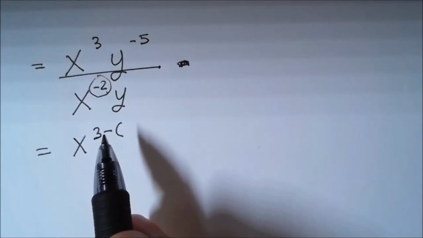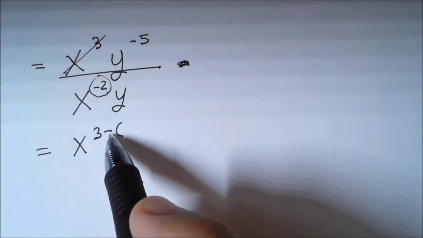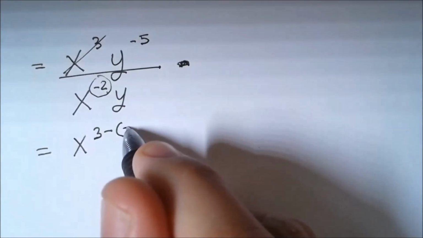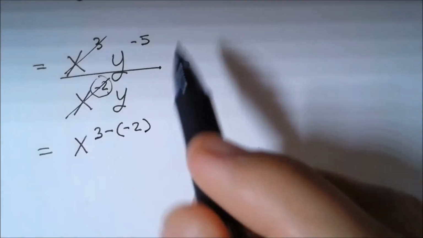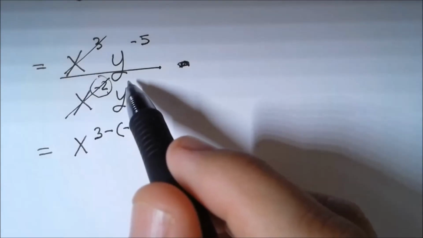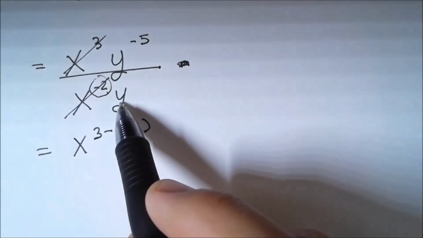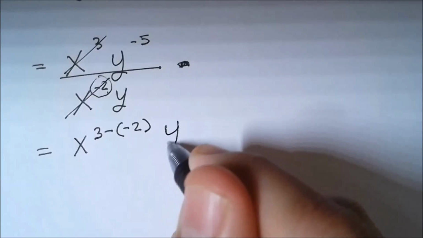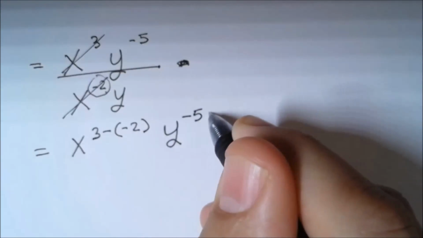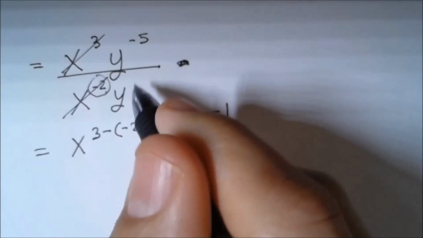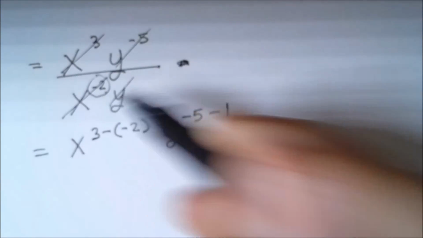So you'll have x to the power of 3, which is this one right here. I'm crossing them out as we use them, minus negative 2. That got rid of this one. And then right here, what you'll have is this one's negative, right? And this one's going to be positive. So then you would have y to the power of negative 5 minus the power of 1. Remember that there's a power of 1 for this one on the bottom. That takes care of this one and that one.